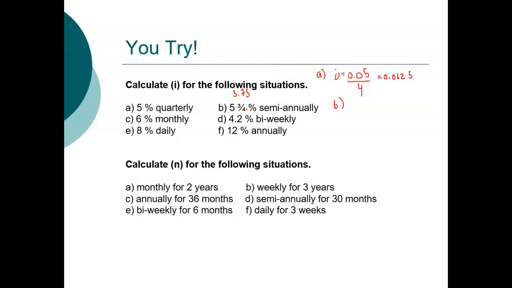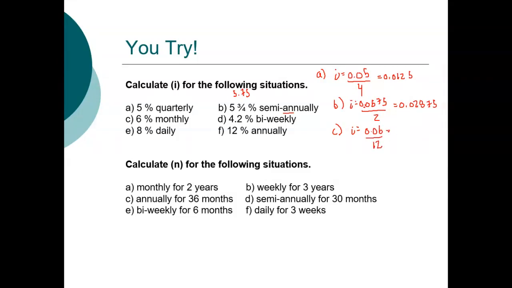For B, 5 3/4 is 5.75, right? We divide that by 100. So my I is going to be 0.0575, right? So I just divided this by 100. Then semi-annually means twice a year, so we're going to divide that by 2. And that gives me 0.028750 as my I.